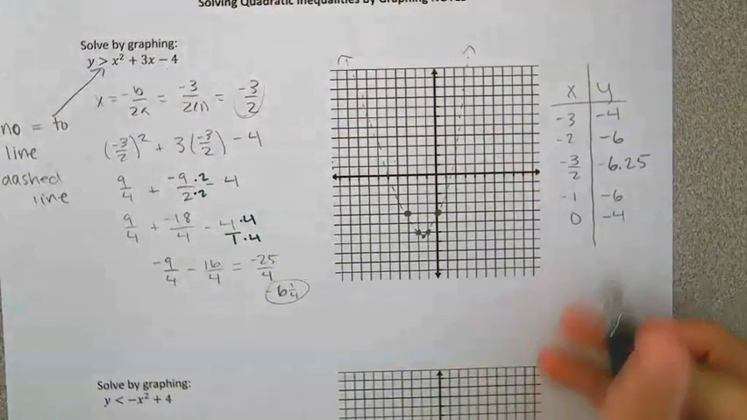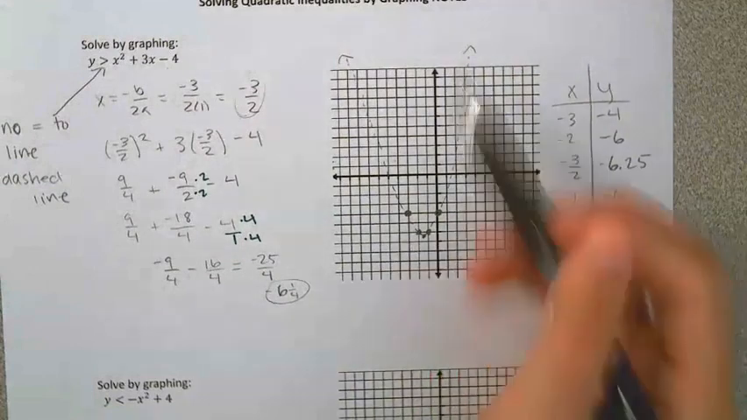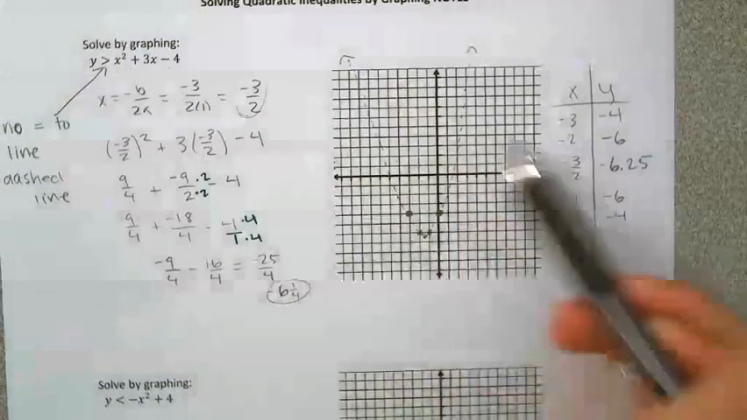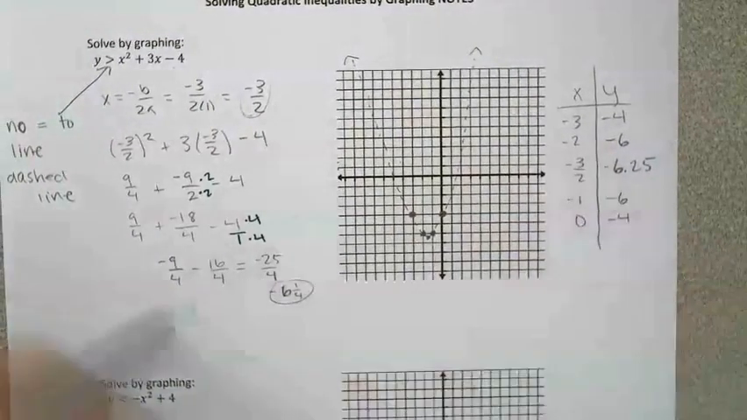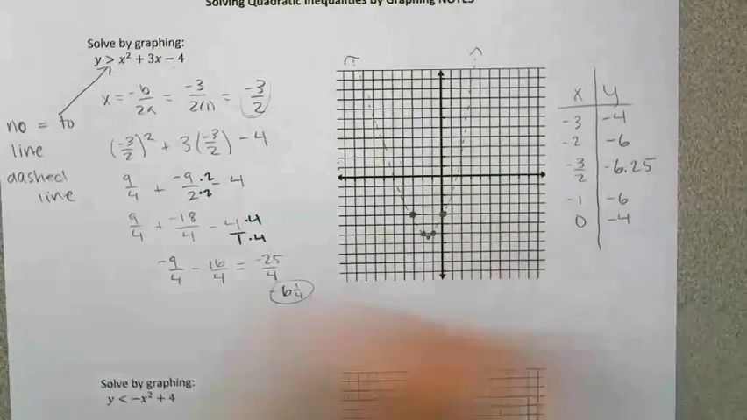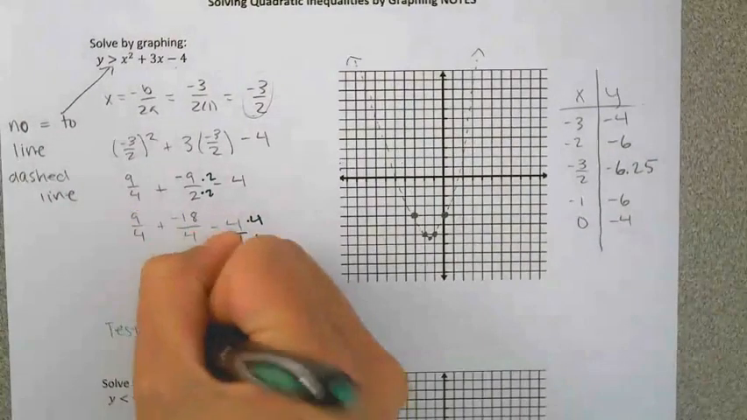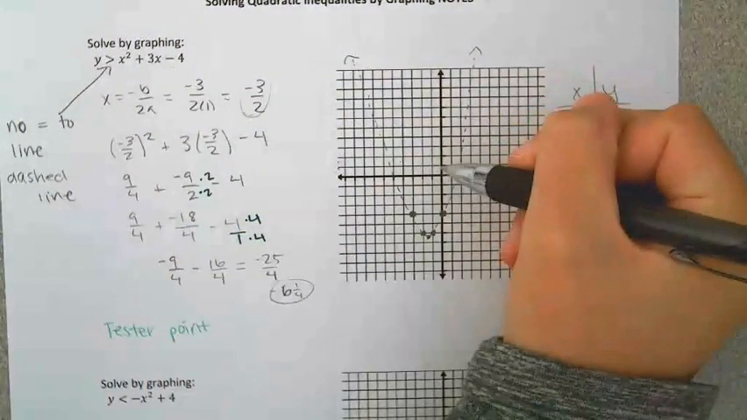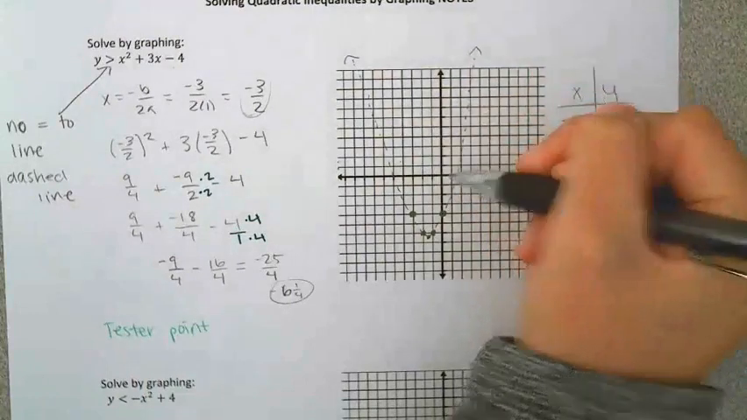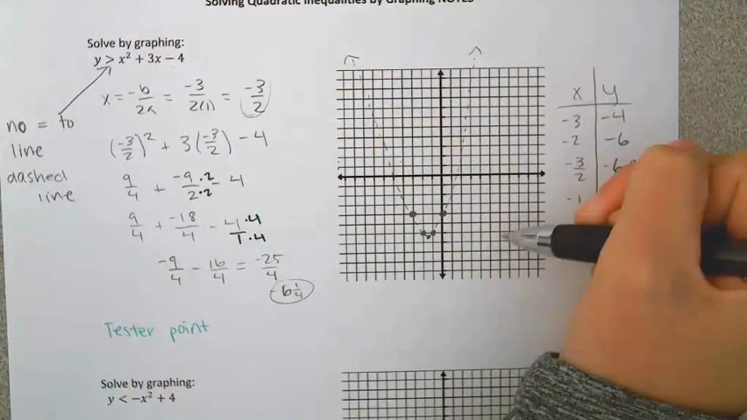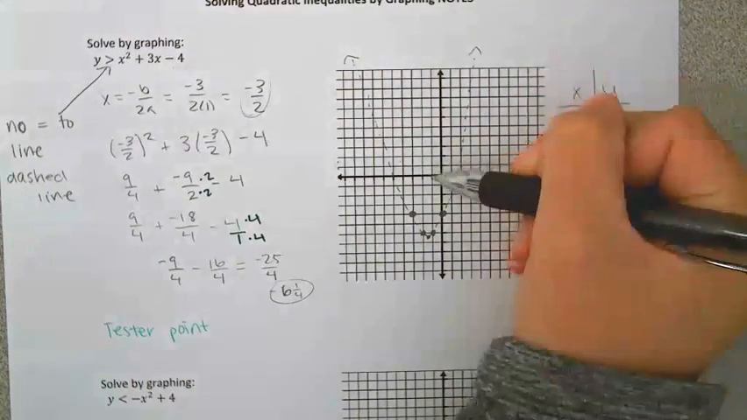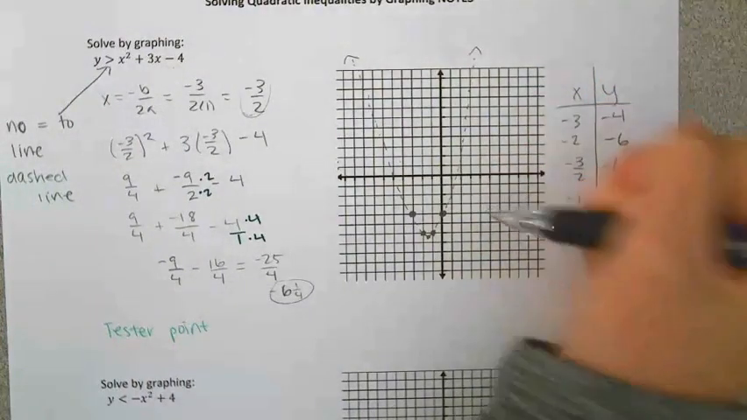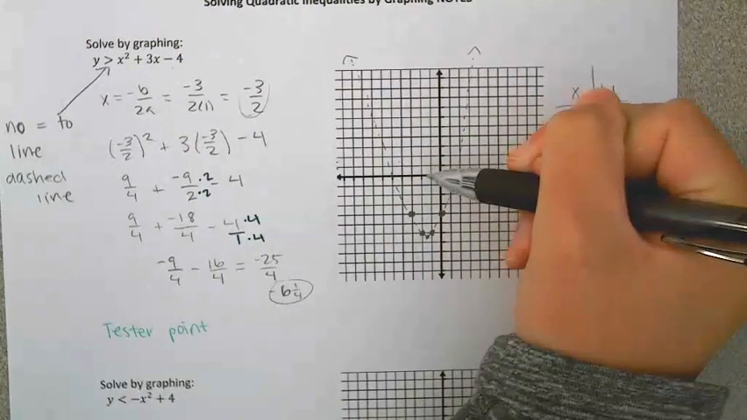And next, we need to figure out shading, whether we're going to be shading here for our solution set, or we're going to be shading on the outside for our solution set. To be able to figure out where we're going to be shading, I'm going to pick a tester point. If I pick something inside here and it's true, that means I shade inside. If I pick a tester point on the outside and it's true, I shade the outside. But if I pick a tester point on the inside and it's not true, then I shade the outside. If I pick a tester point on the outside that's not true, I shade the inside.